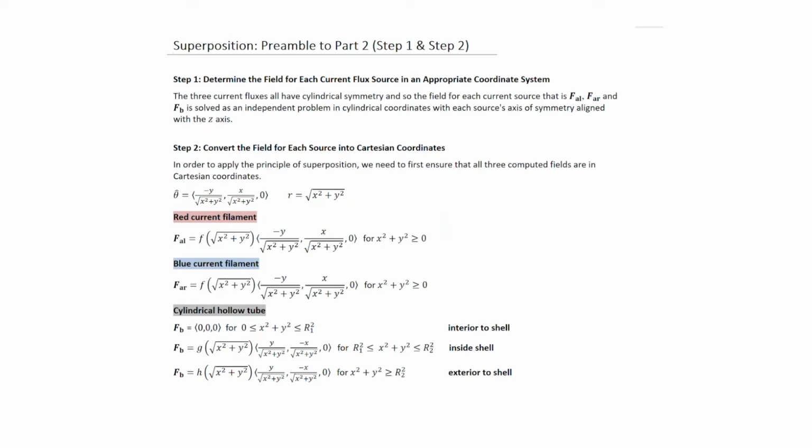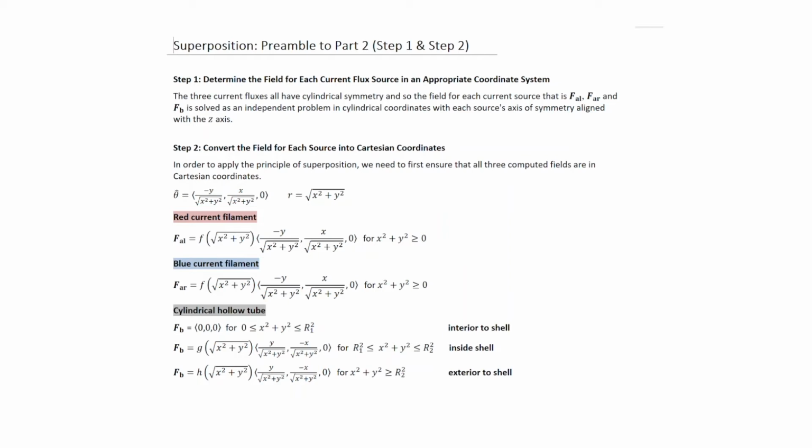And of course, we've done problems with cylindrical symmetry already, so we'll quickly summarize results a little bit later. The second step, once we've computed what the distributions look like, is to convert the field for each source into Cartesian coordinates. The reason we need to do that is that when we sum fields, we cannot sum them in curvilinear coordinates. They have to be summed in Cartesian rectangular coordinates, in order to apply the principle of superposition.